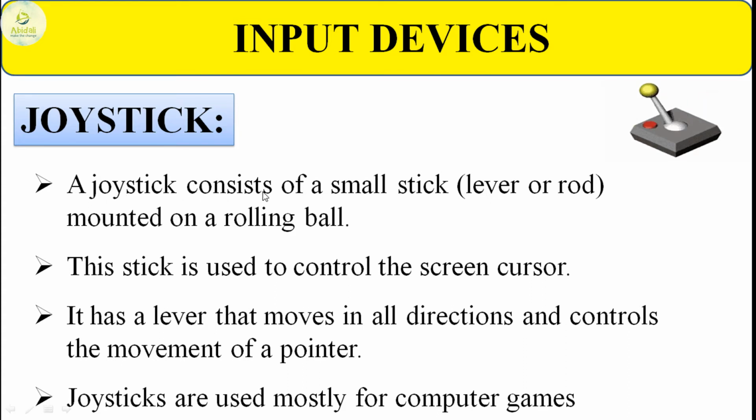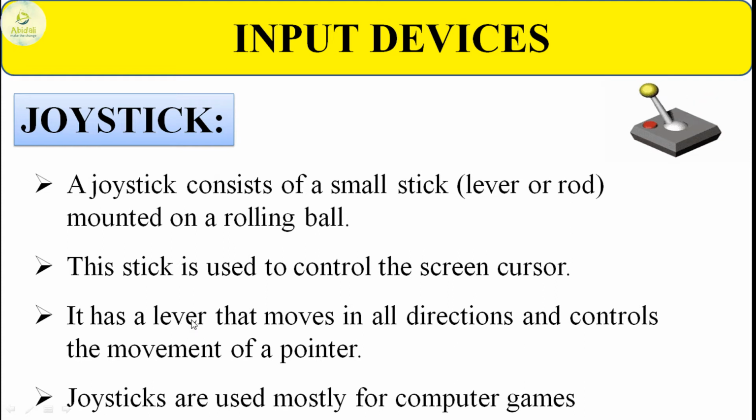A joystick consists of a small stick. It is called a joystick because we get some joy in moving the stick. It is a lever or a rod, which, as you can see in the diagram, is mounted on a rolling ball. See, this is a rolling ball, and on that it is mounted with a lever or a rod. This stick is used to control the screen cursor. The screen cursor is controlled by the stick.